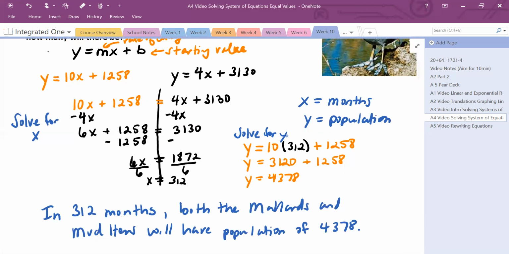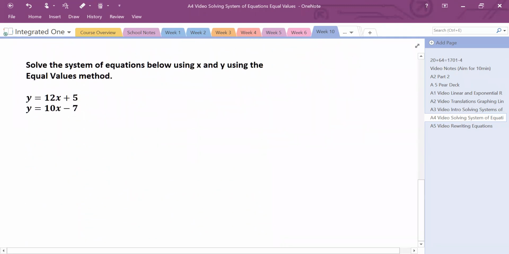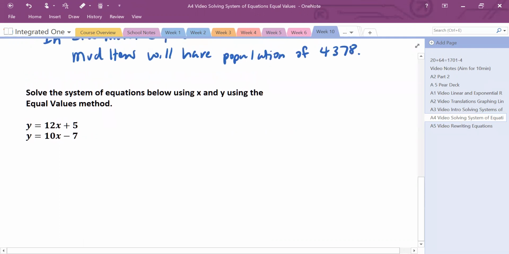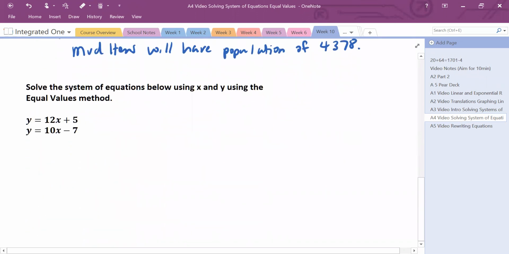Okay, so now let's look at just two equations without having a word problem. So here we have these two equations right here. So it says solve the system of equations using X and Y using the equal values method. It's exactly what we did up here. But we don't have any mallards or ducks or anything attached to these letters. We're just going to solve.